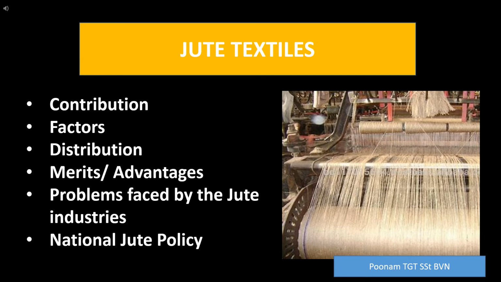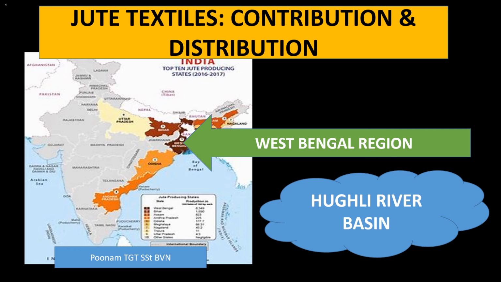The subtopics that we are going to cover under the heading jute textiles are: contribution made by the jute textiles, its factors, distribution, advantages, problems faced by the jute industries, and lastly, the National Jute Policy. The jute textile industry was supporting 3.7 lakh workers directly and another 40 lakh small and marginal farmers who were engaged in the cultivation of jute indirectly.